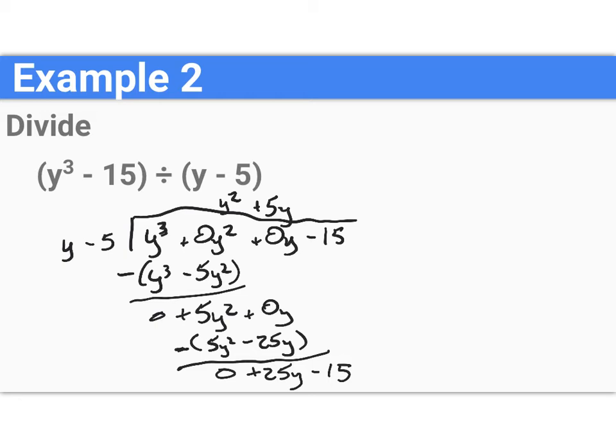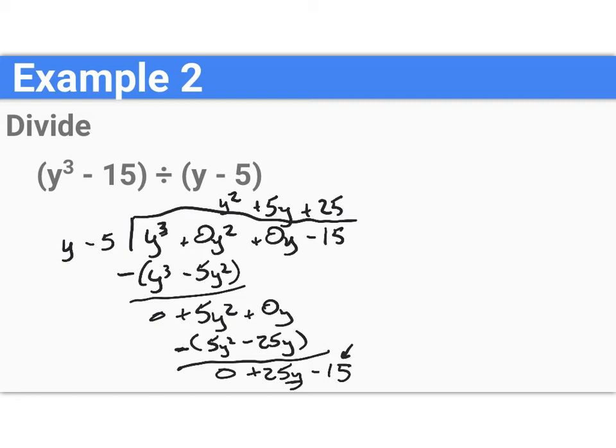We have to get rid of the 25y. So we're not worrying about the numbers. We have to get rid of the terms with the variable in them, and that's why I'm taking 25. And it seems counterintuitive, but that is what you have to do.